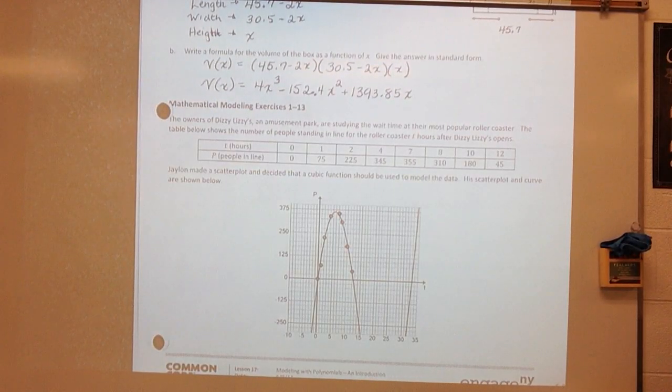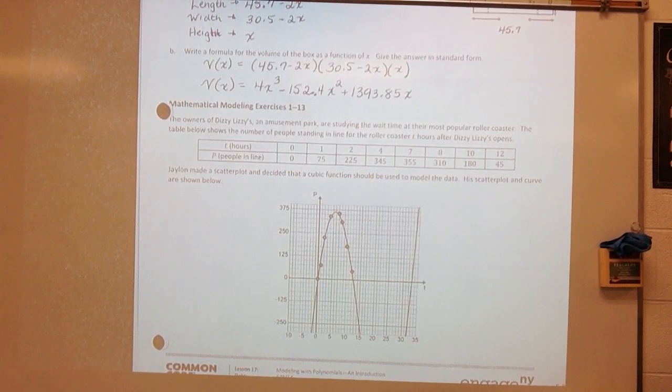Alright, so let's look at the rest of this. The owner of Dizzy Lizzie's, an amusement park, is studying the wait time at their most popular roller coaster. The table below shows the number of people standing in line for the roller coaster t hours after Dizzy Lizzie's opens. Alright, so obviously at 0 hours, it's not open yet, so there's nobody in line. After 1 hour, there's 75. At 1 hour, there's 75 people in line. All right, so you understand what the table's saying to us.